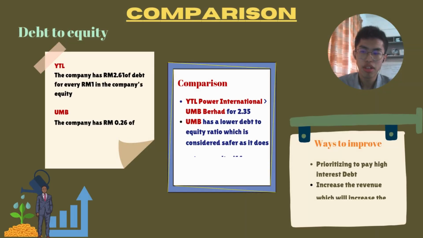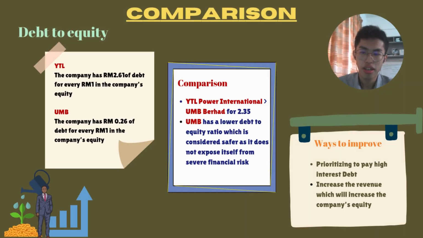Debt to equity ratio for YTL has 2 ringgit and 61 cents of debt for every 1 ringgit in the company's equity, while UMB has 26 cents of debt for every 1 ringgit in the company's equity. It shows that YTL was 2.35 higher than UMB, and it means UMB has a lower debt to equity ratio, which is considered safer as it does not expose itself to severe financial risk.